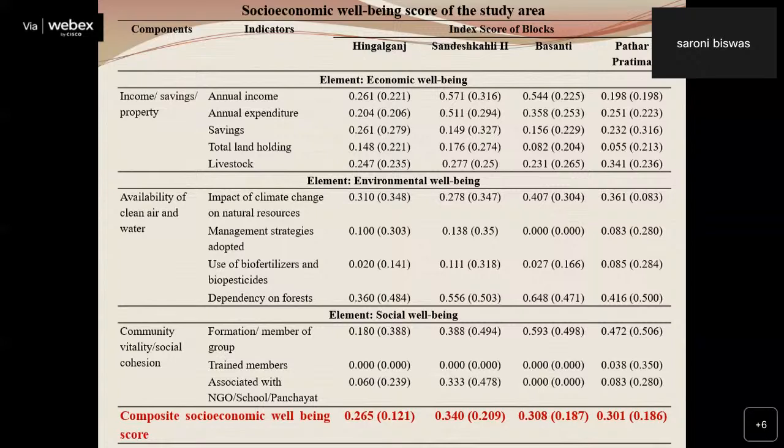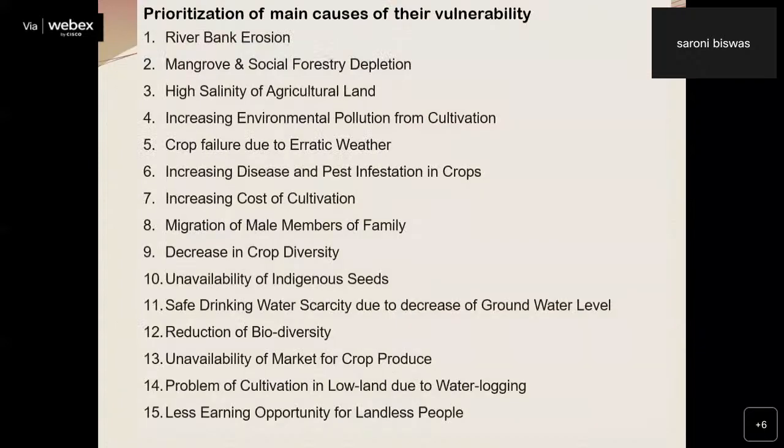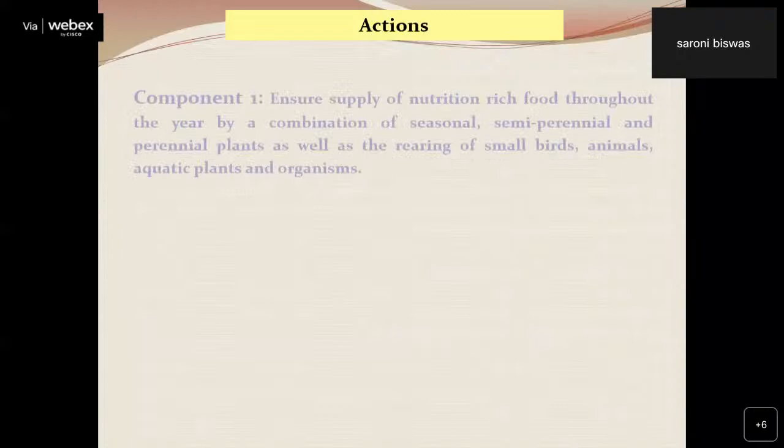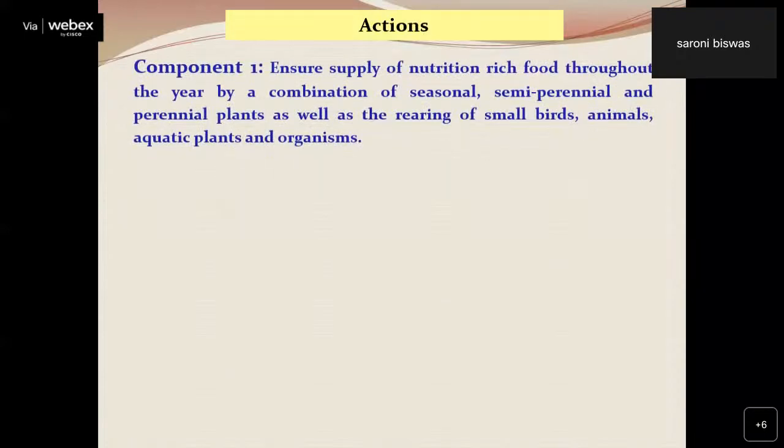Now, after that, the prioritization of all the issues or problems was considered depending upon their discussion and the active participation of the people. I'm not reading it out. These are more or less the same as the different causes and reasons for the vulnerability prevailing in the area. Now, coming to the actions, they were divided into five components.